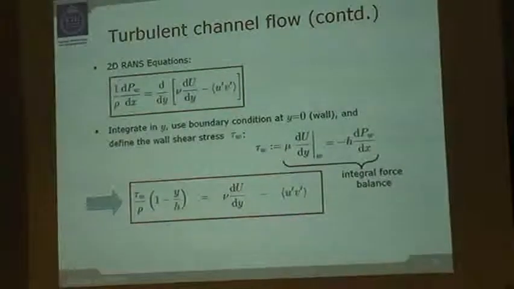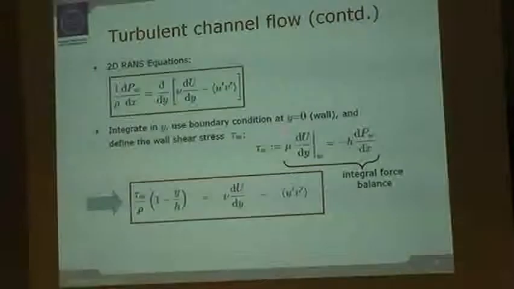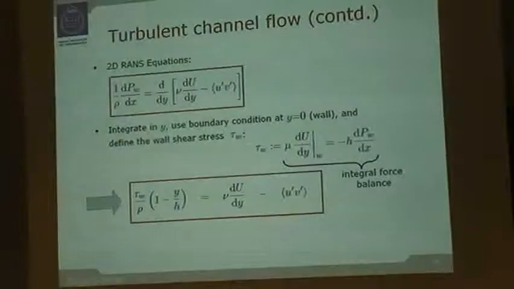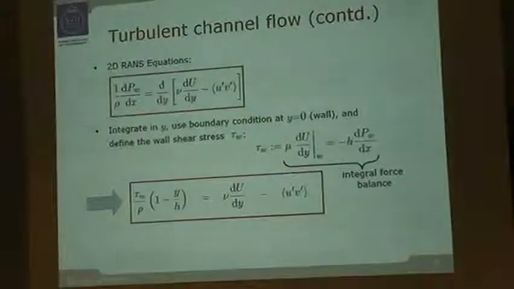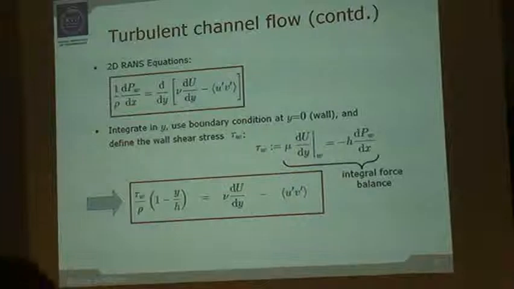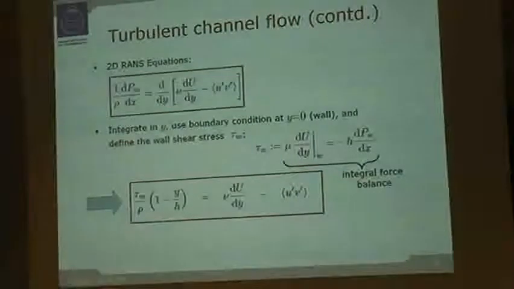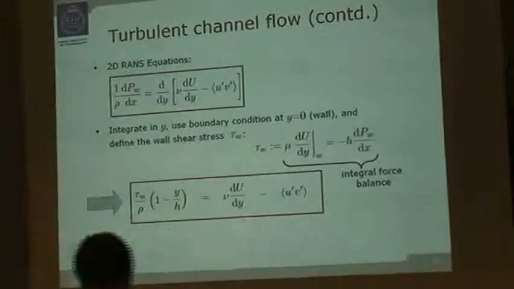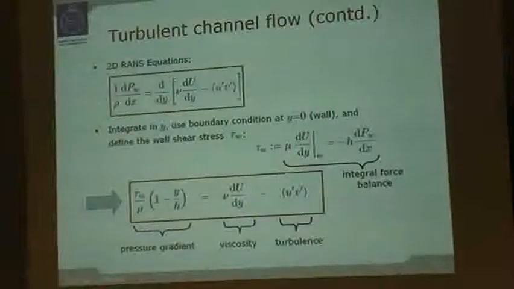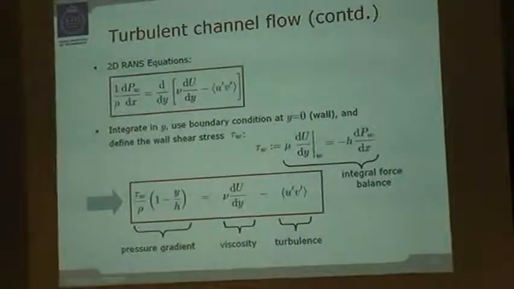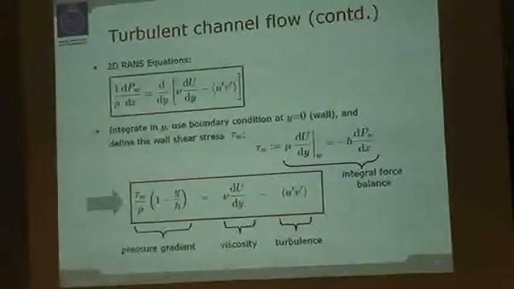By integrating in y, using boundary conditions and using this new term times w, we essentially get this equation, which is still without any additional assumptions. We relate the wall shear stress to the difference between the viscous stress and the turbulent stresses. This term here essentially comes from pressure, where we have viscosity.